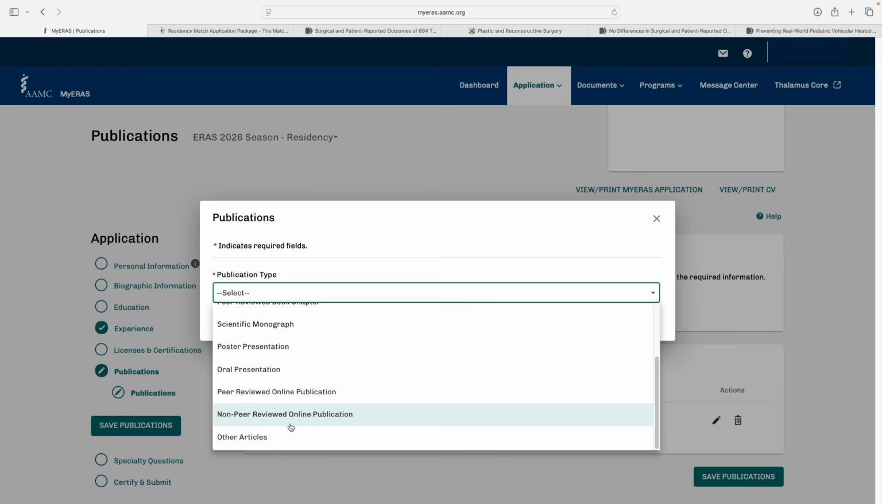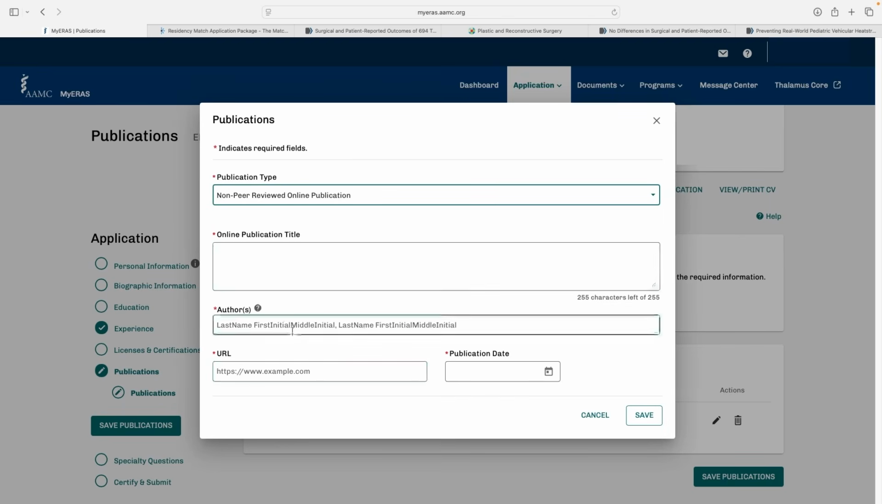We have non-peer reviewed online publication, very similar boxes here, but it did not go through the peer review process. And an example of that would be a blog you wrote on some website and it did not go through peer review process, but it's still published online and you can put the information here.